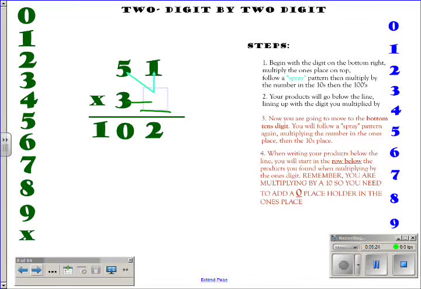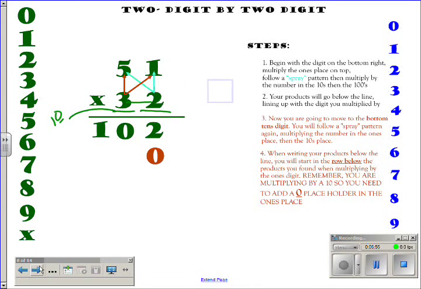Now when writing your products below, when you're doing your second spray, you'll notice that we go 3 times 1, so we spray to the right. You always start with the right. Now the 3 is in the tens place, so we have to hold that by putting a 0 in our tens place on our second line.